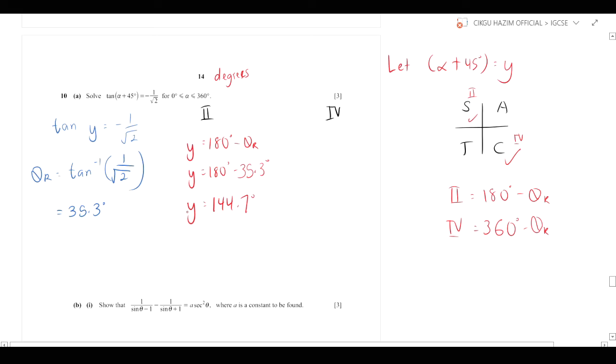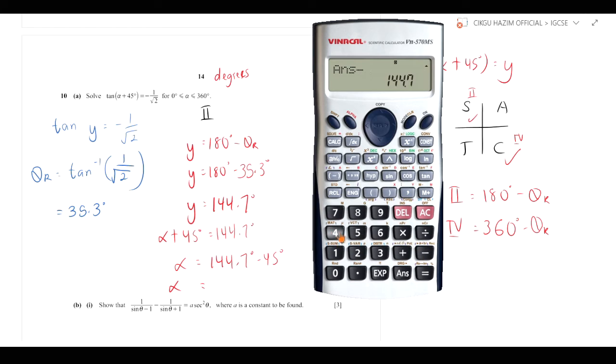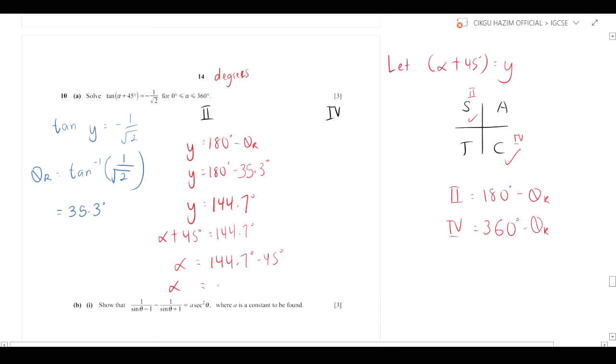Okay, but is that the correct answer? Remember, the question asks for alpha, not y. So we change this y back into alpha plus 45. So alpha plus 45 degrees equal to 144.7 degrees. So alpha equals 144.7 minus 45 degrees. Then what we have is 99.7 degrees. That is our first answer. Remember that in trigonometry usually we have more than one. I'm not saying that every time you have more than one, I'm saying that it usually has more than one.